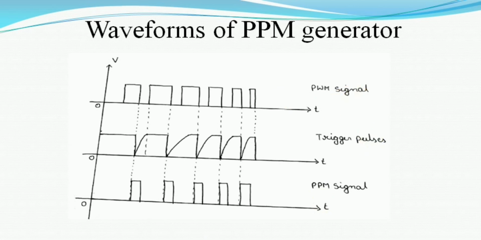So in brief we can say that in order to generate the PPM signal, we need two 555 timer circuits and also one differentiator circuit. One 555 timer circuit is used to generate the PWM signal, and with the other 555 timer circuit, with the help of a trigger application, we can generate a PPM signal.